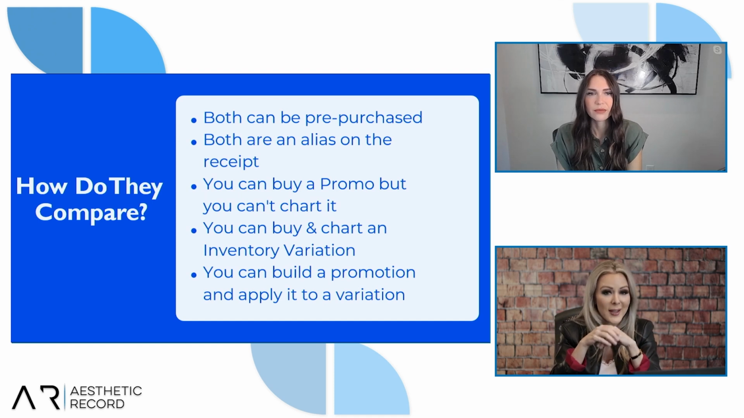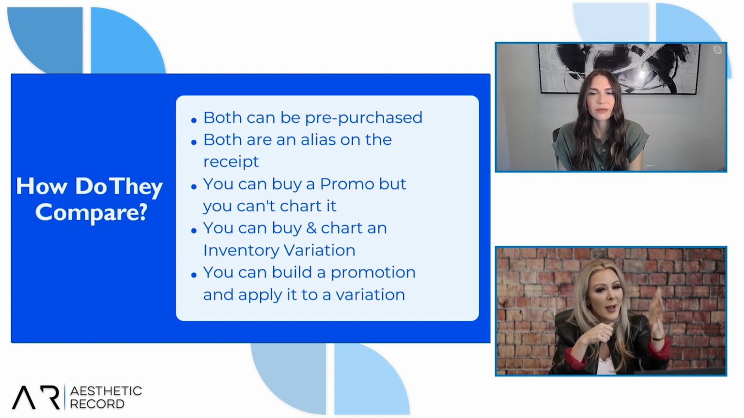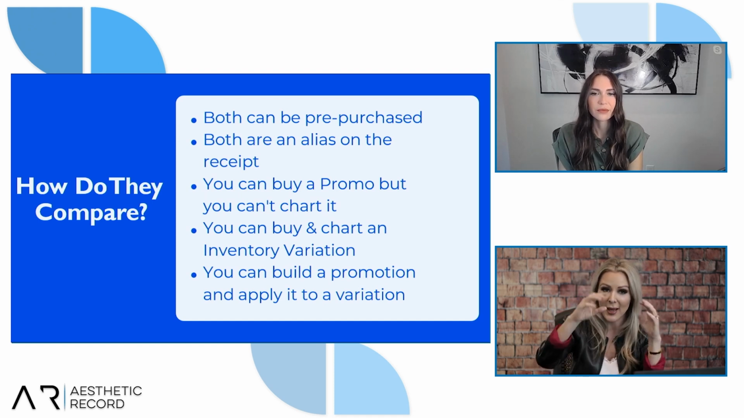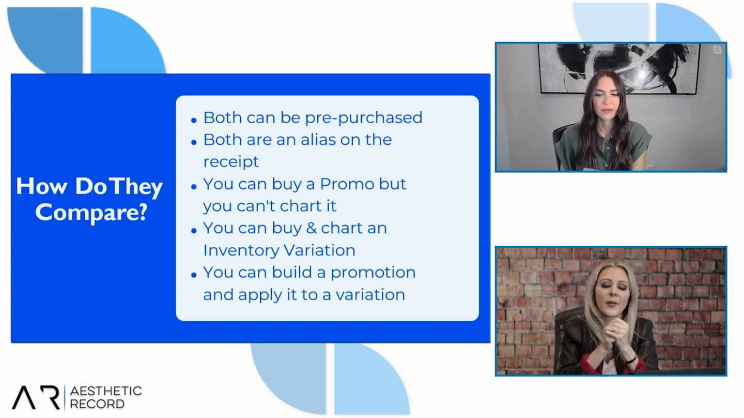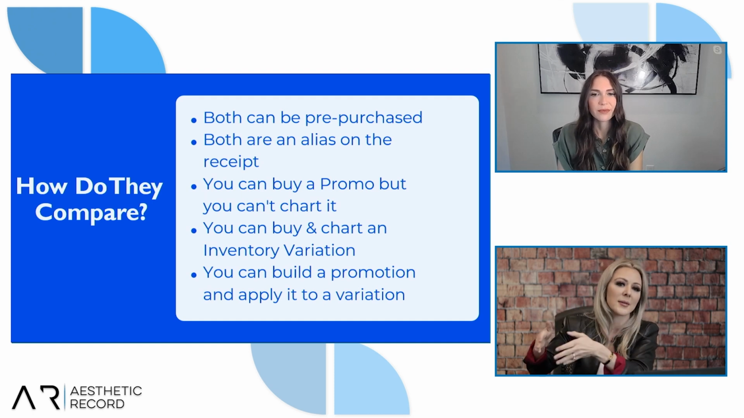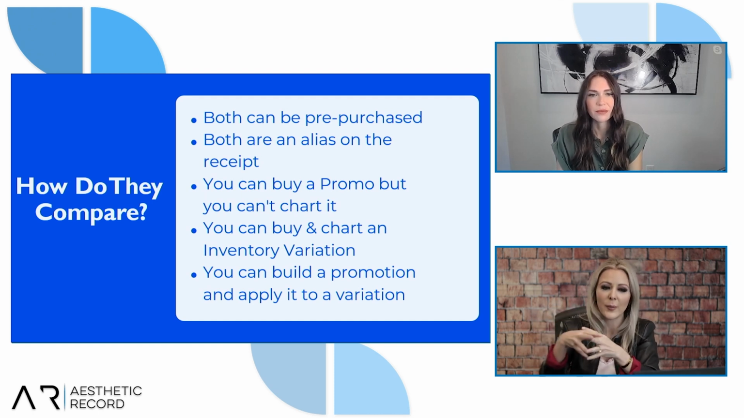You can chart and buy a variation. So I can both pre-buy a variation and I can actually chart it. It's how you chart things in the system so that they always match in the cart. But I could buy a promotion and chart the variation and they could match each other. So big thing, promos, think about it as a coupon voucher. Variation is more of like the charting mechanism of which you could actually do that thing in a patient's chart.